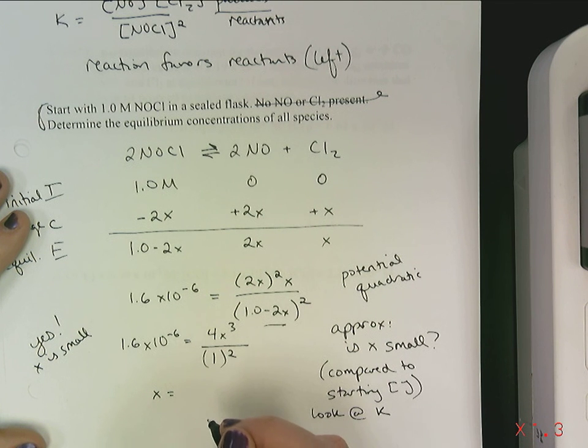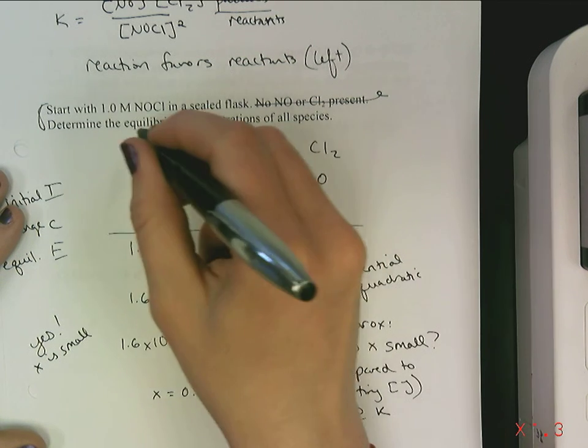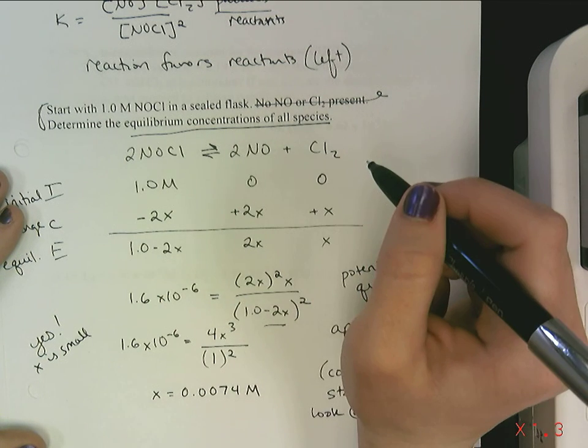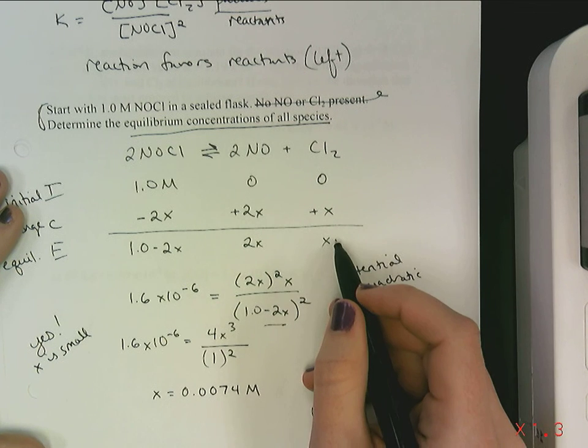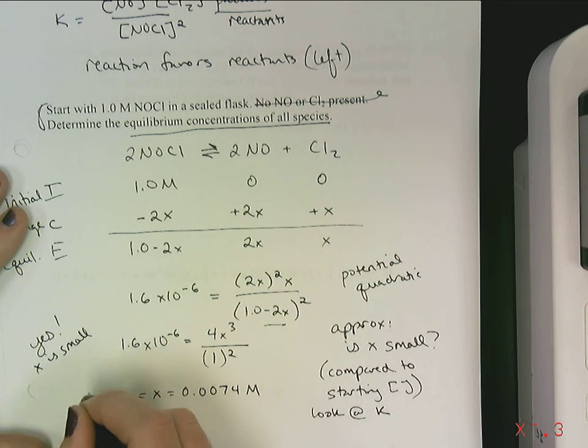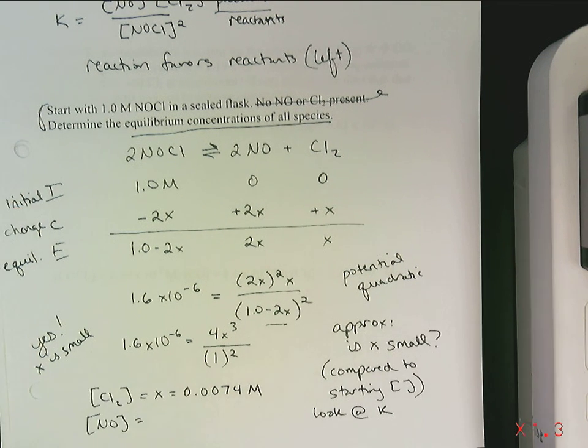Where did I write this down? x equals 0.0074 molar. But my problem isn't done. I'm looking for the equilibrium concentrations of all species. So what that means is x is actually going to be the equilibrium concentration of Cl2, because it says so right there. 2x will be the concentration of NO.